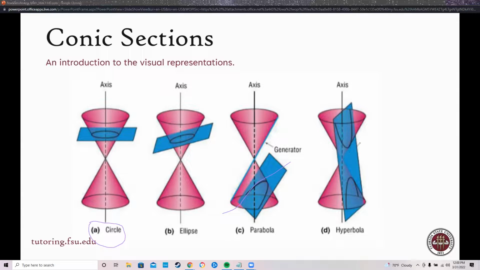This is what I was saying. It's kind of hard to draw. The edges of the cone here are synonymous with an asymptote, and then the hyperbola is the thing on the outside of it.